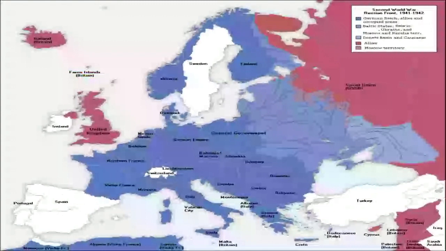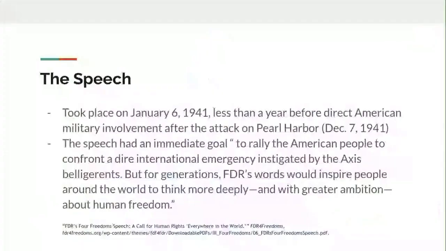And if you take a look at this map, the blue is controlled by the Axis, and if you look to the left, only the United Kingdom remains. Ignore the USSR part, that comes a little bit later. So we have this whole Nazi and Axis claw surrounding the UK, and that was the only democracy left.